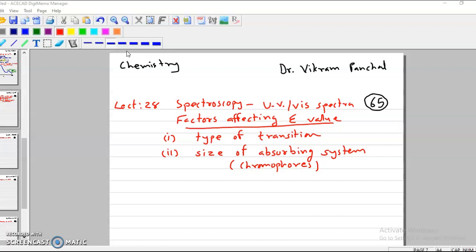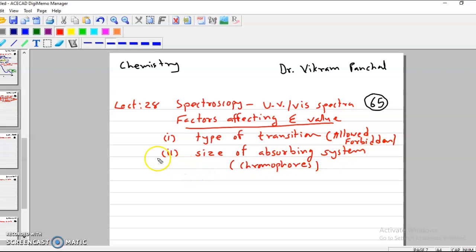In earlier lectures, we have discussed the factors affecting the absolute value of UV visible spectra. There are two factors in fact. One is the type of transitions, and there are two types of transitions, allowed and forbidden, which I have already discussed. In case of allowed transition, the value of epsilon maxima will be very high, and in case of forbidden transition, the value of epsilon will be very low.